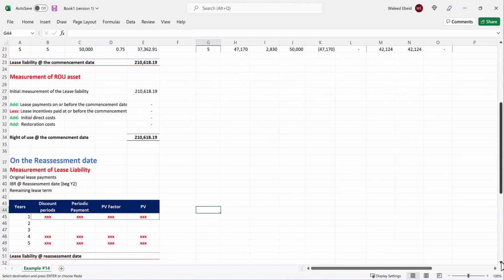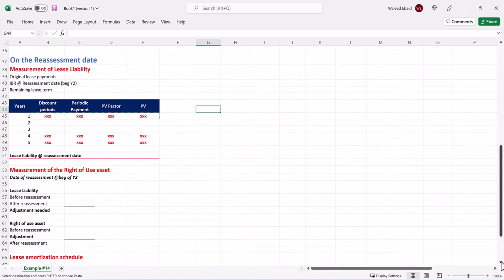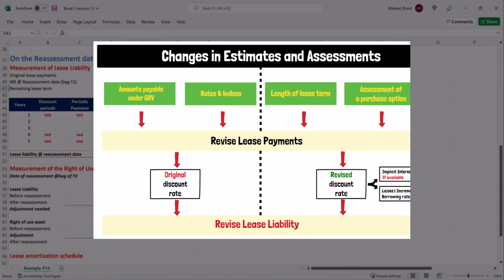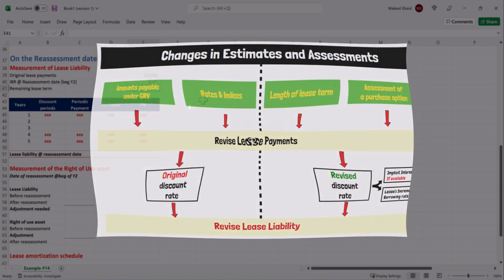Since this change in the length of the lease term affects the calculation, the lease liability should be reassessed again on the reassessment date, the beginning of year 2. So, let us remeasure the lease liability. Here is the lease payment. We will use in this example the revised discount rate of 7% at the reassessment date, because according to the standard, if the change in the estimates involves a change in the length of the lease term, then the revised discount rate should be used to calculate the revised lease liability.